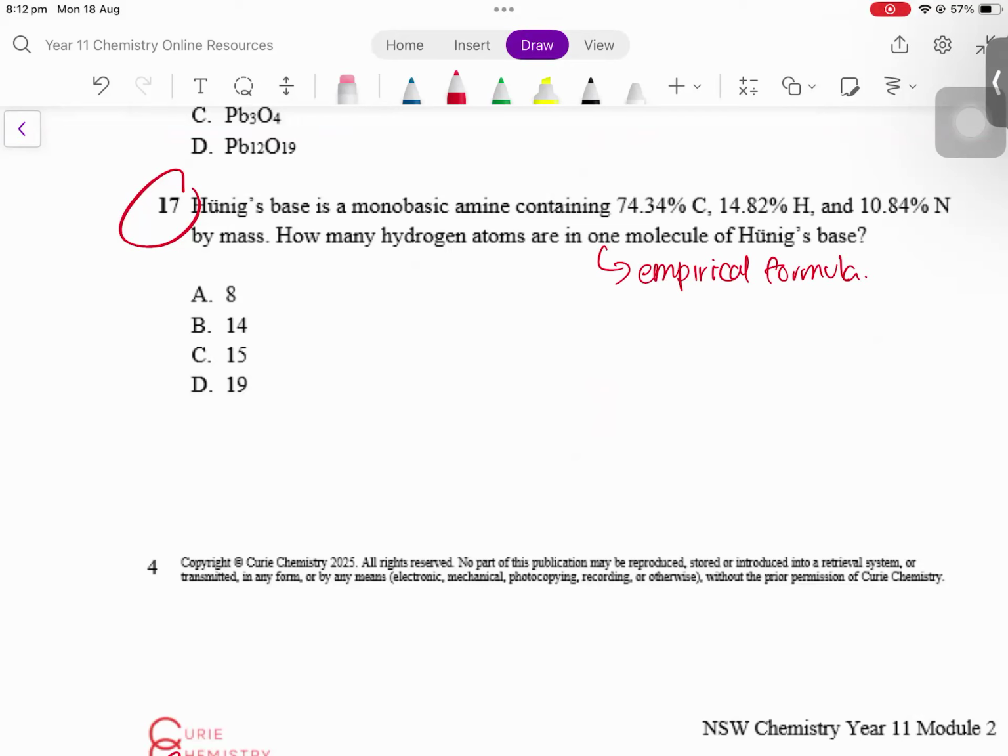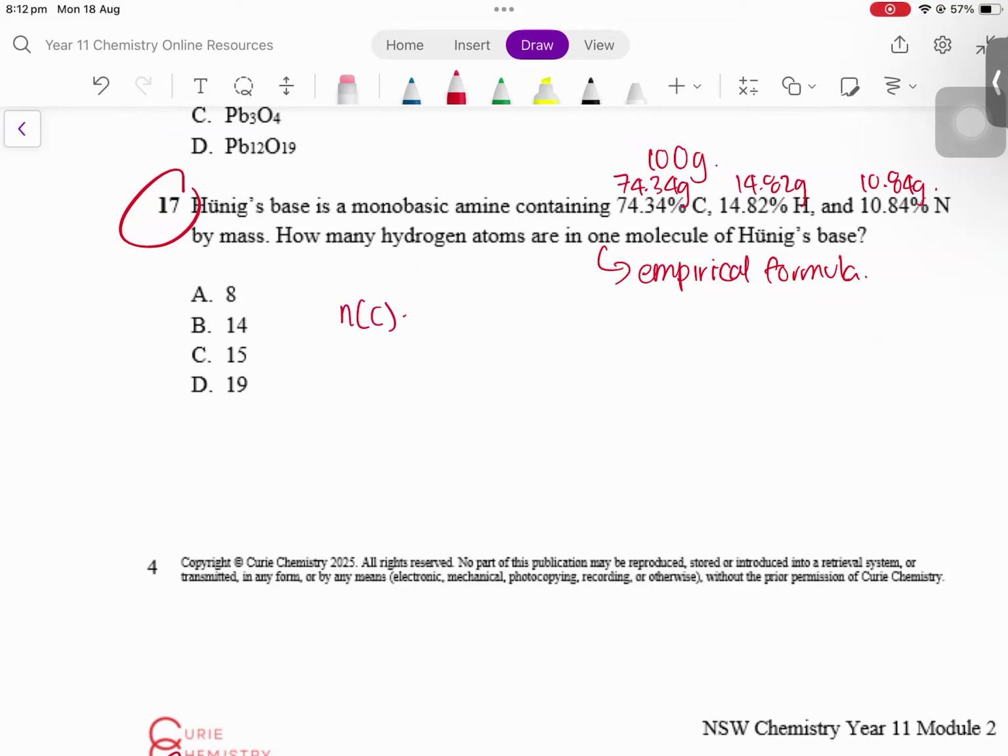Yeah, so we're following the steps for empirical formula. You guys already know from the previous question, if it's a percentage, then you set a basis of 100 grams so that the mass of everything is 74.34 grams for carbon, 14.82 grams for hydrogen, 10.84 grams for nitrogen. Set any mass you want, but that's the easiest one to do. Ratios are in terms of moles, not in terms of mass. Ratios in a formula are in terms of moles. So I don't want mass, I want to convert it to moles.